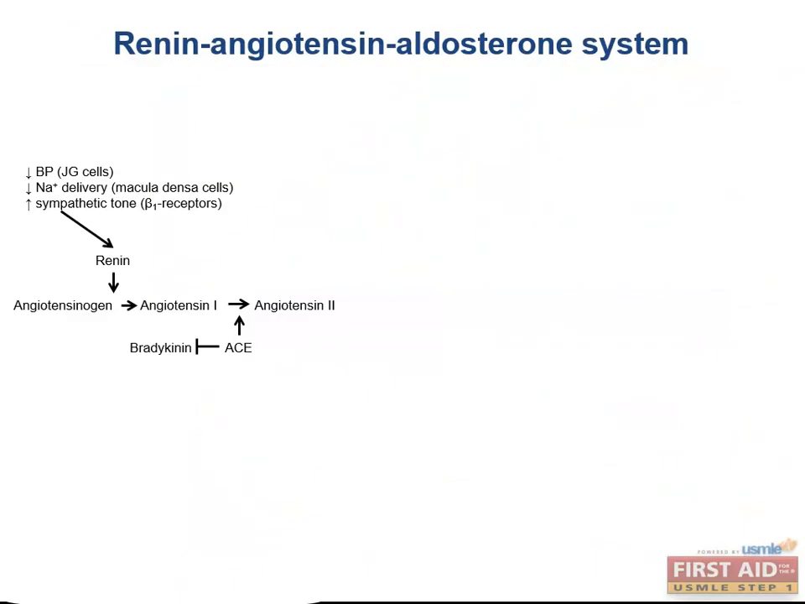Now let's discuss how the kidneys regulate blood pressure. This is one of the most important roles of the kidney, and it's done using the renin angiotensin aldosterone system, also known as RAAS.